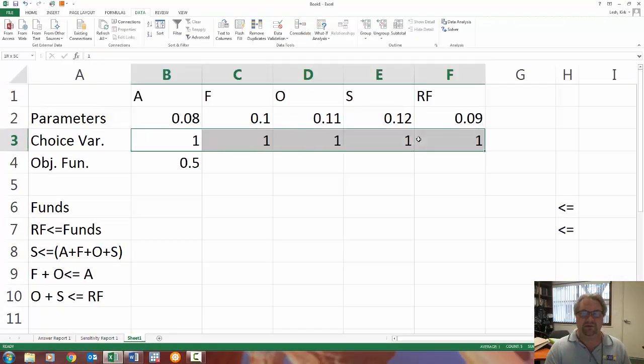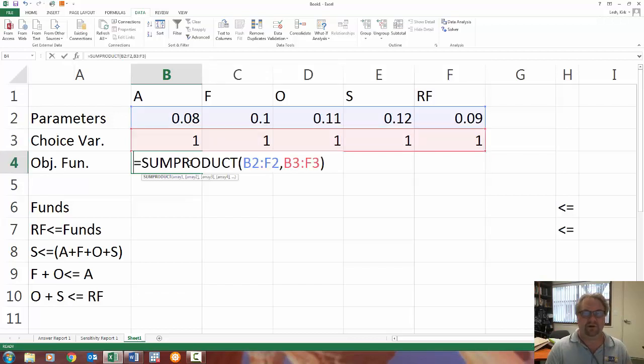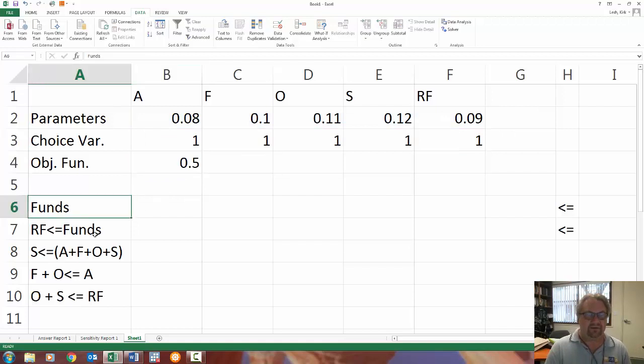Now, my choice variables in this case are just going to be dollars, right? How many dollars is the bank going to allocate for auto, furniture, so on and so forth? And then, of course, my objective function is just going to be the sum product. Okay, and then I've got some various constraints that I need to set up.